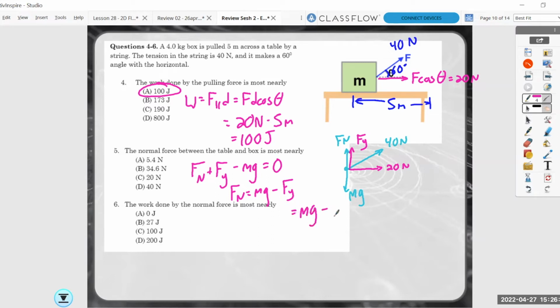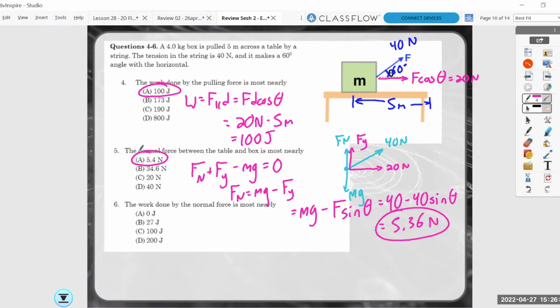That's going to be, well, the x component was cosine, so this is going to be F sine theta. So it'll be 40 minus 40 sine theta. And then I have to go to my calculator and make sure my calculator is in degrees. And if I work this out, I end up with like 5.36 newtons or so. So my normal force is actually pretty small.